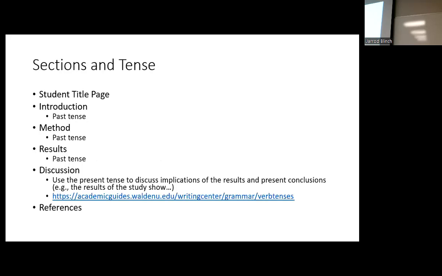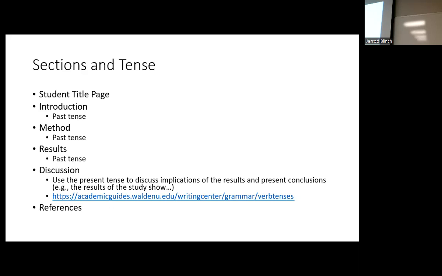Okay, so these are the sections for the paper. We'll go with the student title page like before. Introduction, but we'll now be adding method, results, discussion, and references. And you did all these in your presentation, so this isn't completely new. It's just in a different format.